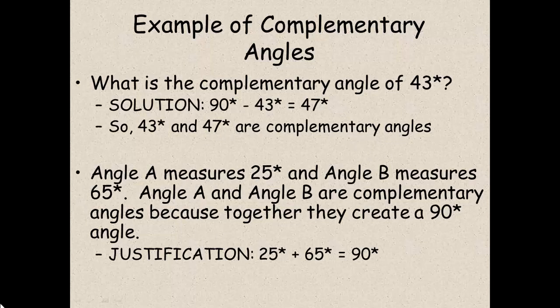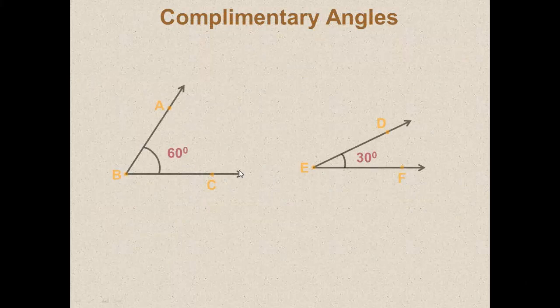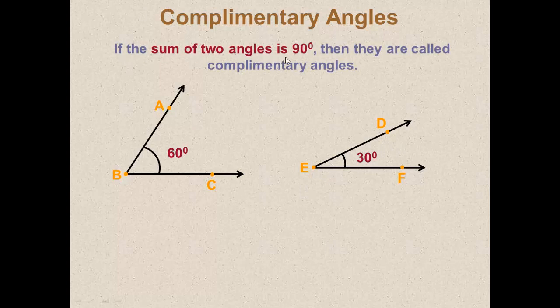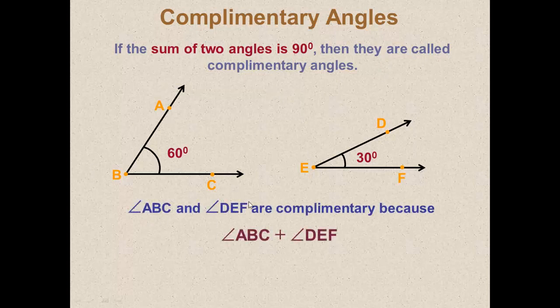Angle A measures 25 and angle B measures 65. Angle A and angle B are complementary angles because together they create a 90 degree angle. Justification: 25 degrees plus 65 degrees equals 90 degrees. Okay, complementary angles like ABC and DEF. If the sum of two angles is 90, then they are called complementary angles. Measure ABC and measure DEF are complementary because the sum of their measures equals 90, and 60 plus 30 equals 90.